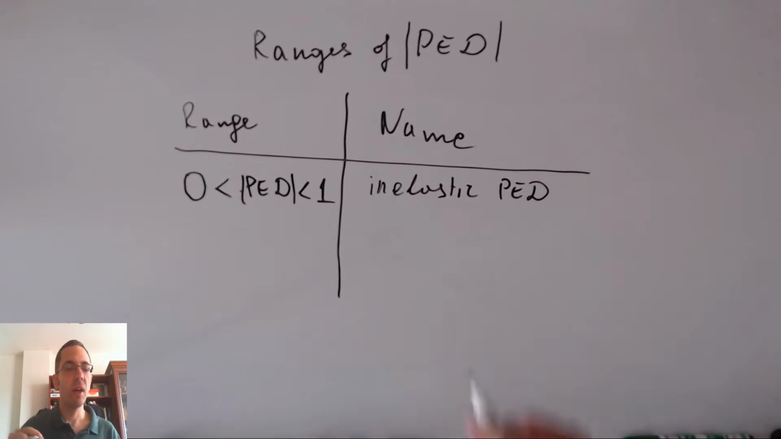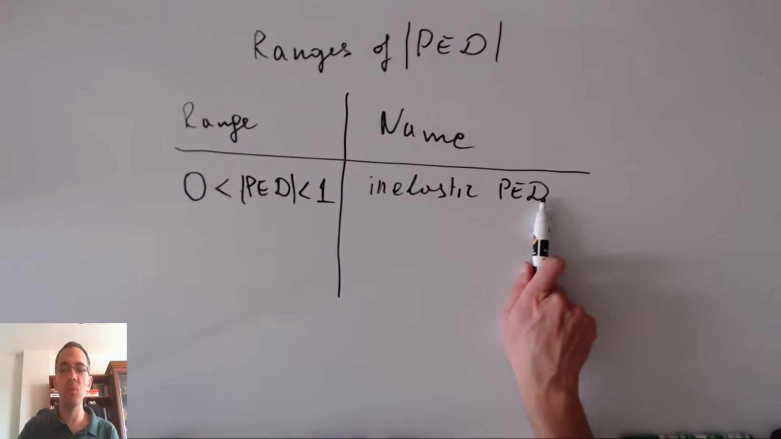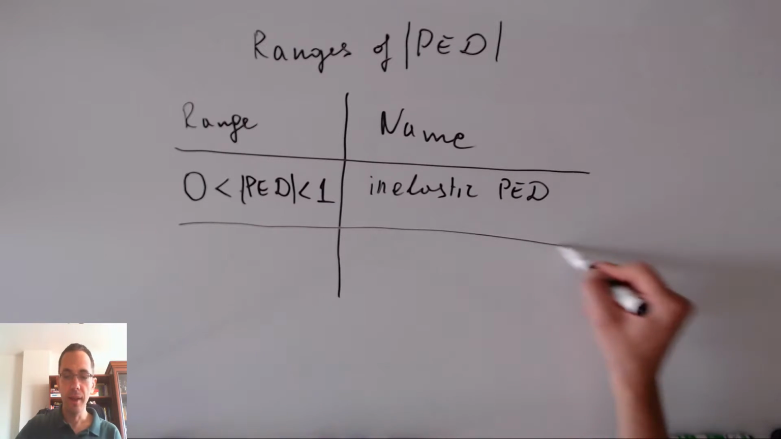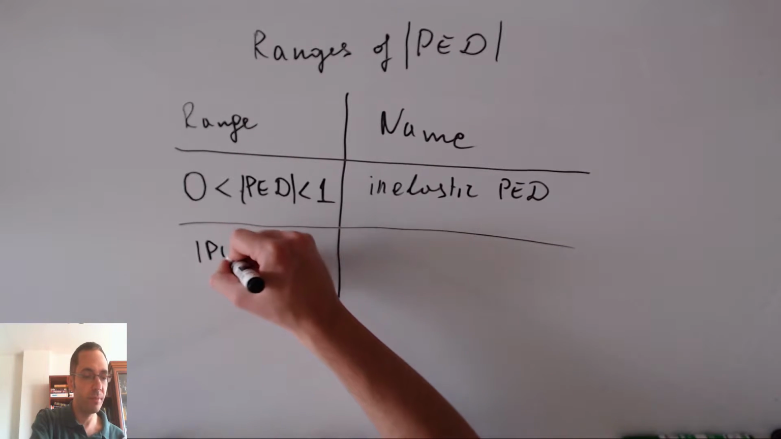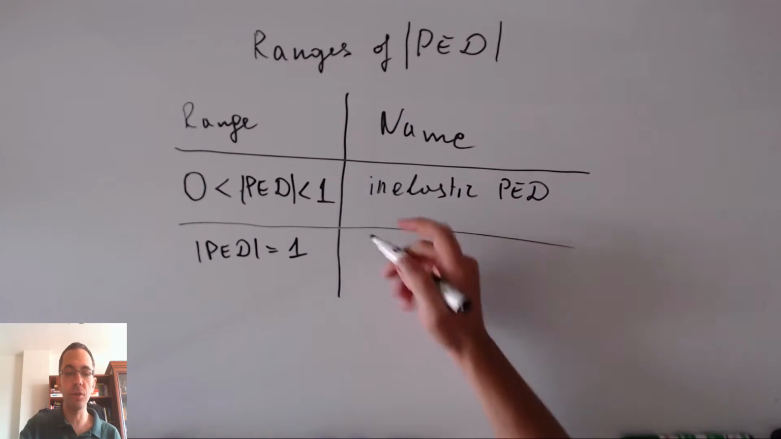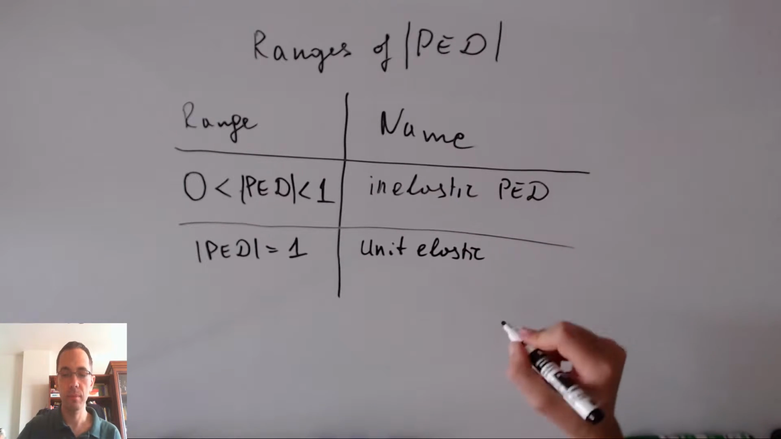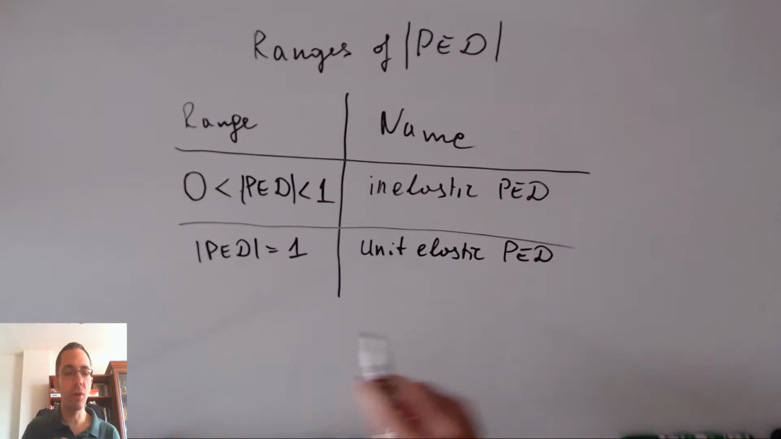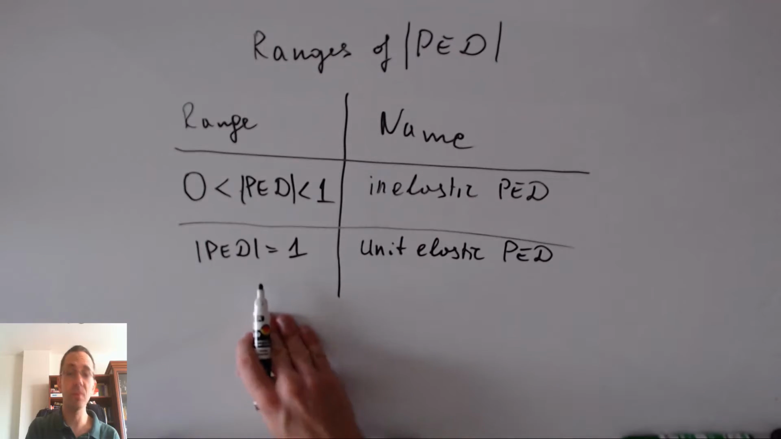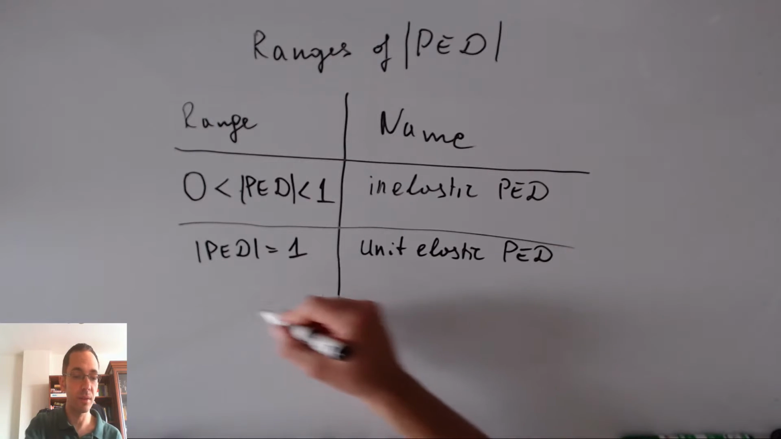price elasticity of demand. What this means is that the percentage change in the quantity demanded will be smaller than the percentage change in the price. The next one is that PED is equal to 1, and this is called unit elastic. So over here, the percentage change in the quantity demanded will be equal, but with the opposite sign, to the percentage change in the price.